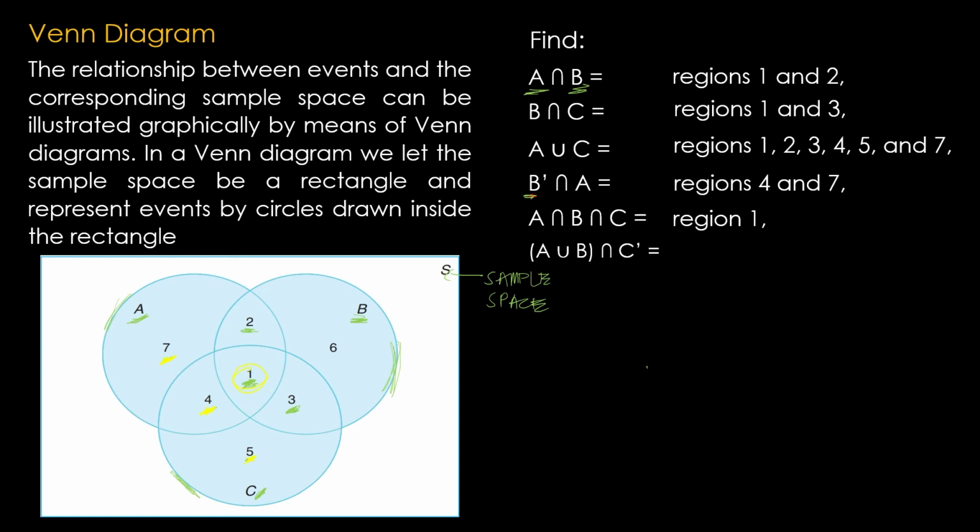And for the last number, the union between A and B. Okay, lahat ng nasasakupan ng A and B. So, ito lahat sila. We have 1, 2, 3, 4, 6, and 7. And we are to find the C complement. Ano yung wala sa C? That is 2, 6, 7. Kung ano yung wala sa C, that is 2, 6, 7. And union ng A at B, ito na yun.